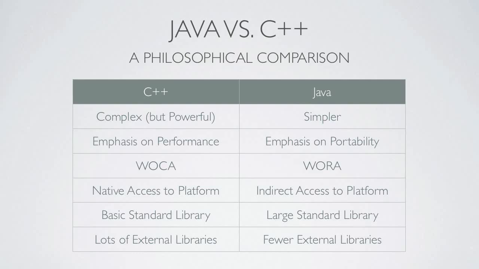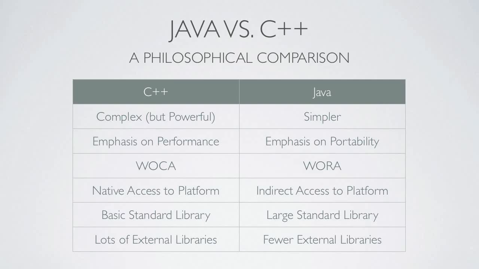C++ adopts the philosophy of write once, compile anywhere. So C++ requires you to have a compiler for any architecture that you want to run your code on. Take your C++ code and compile it for that architecture. Java, on the other hand, supports write once, run anywhere. Once you've compiled your code, it should run on any platform that supports the JVM.